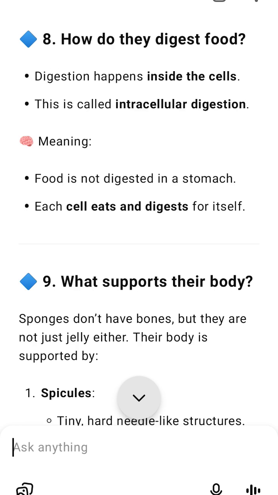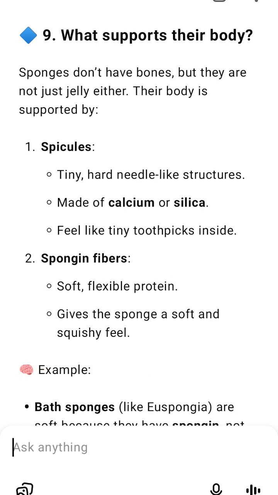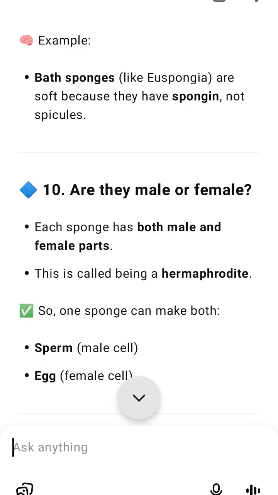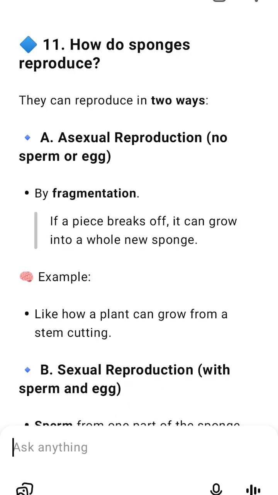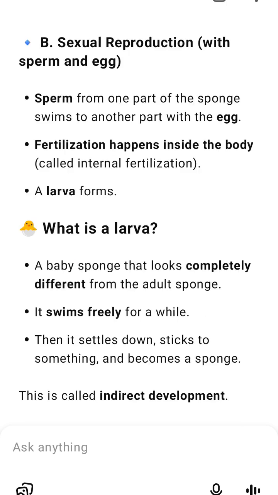7. Skeleton support. Sponges don't have bones, but they have a body support system made of: 1. Spicules, tiny, hard needle-like parts made of calcium or silica. 2. Spongin fibers, soft, flexible protein. Some sponges feel hard due to spicules, others feel soft due to spongin.